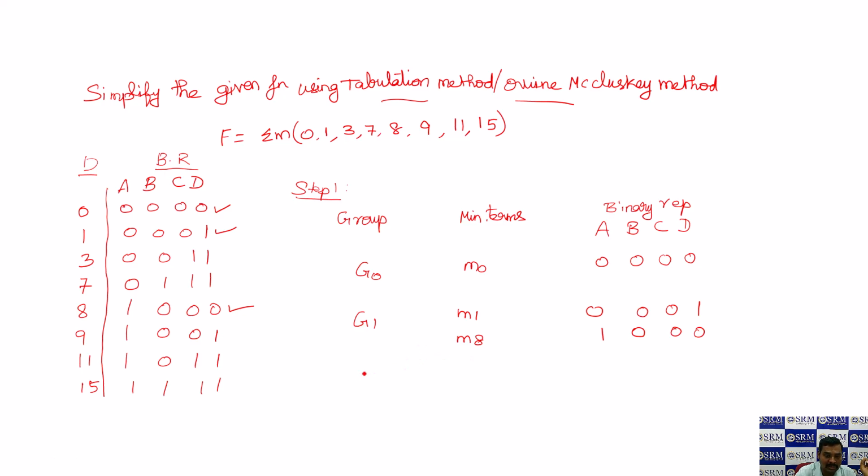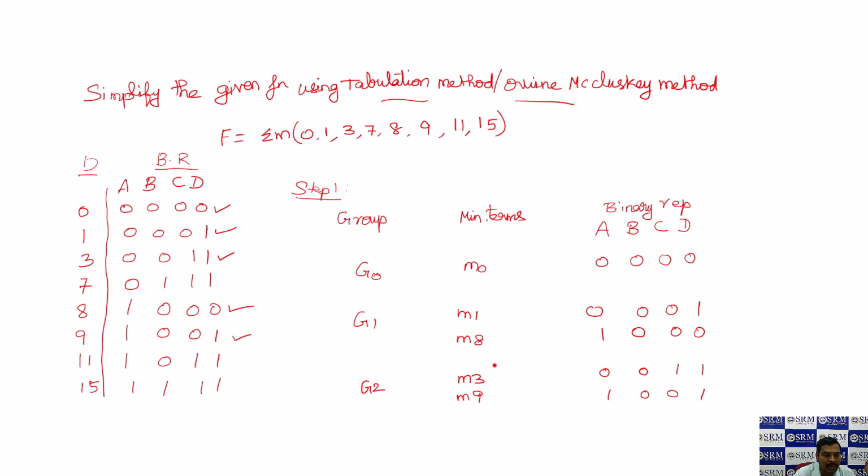Now I'm going to check the other group, that is named G2. In that, I'm going to check how many have 2 ones. You can see minterm 3 is having 2 ones. Minterm 3, M3, is 0 0 1 1. Next check for another, that is M9. M9 is having 2 ones. So M9 is 1 0 0 1.